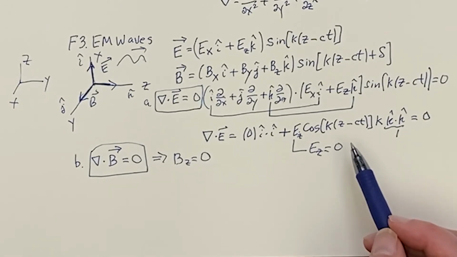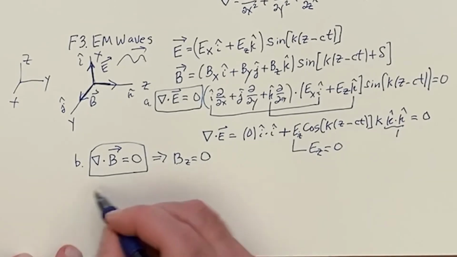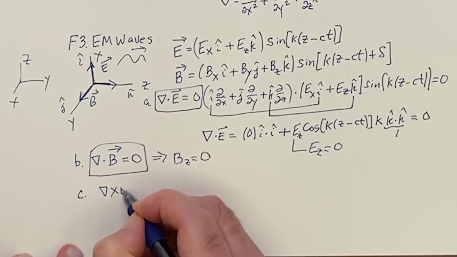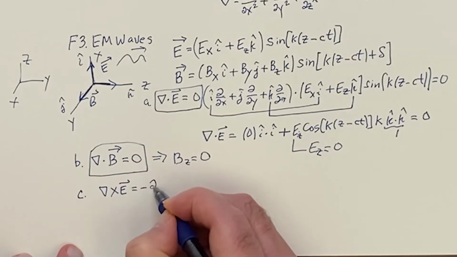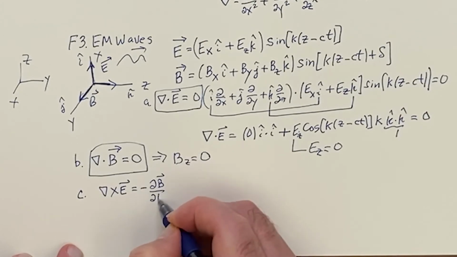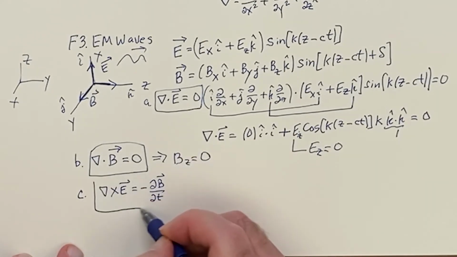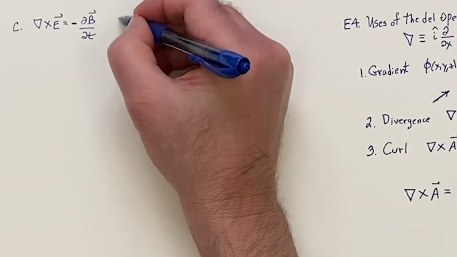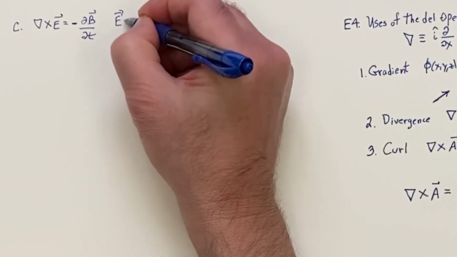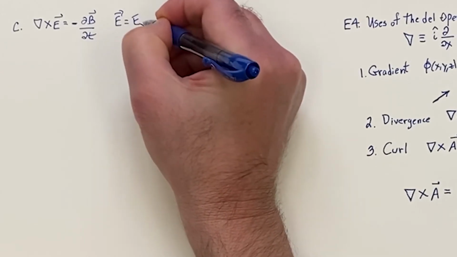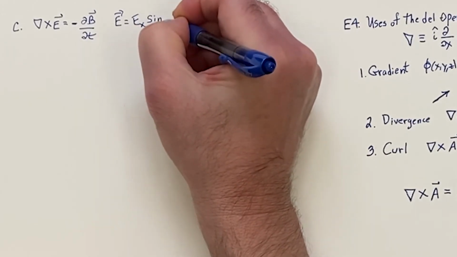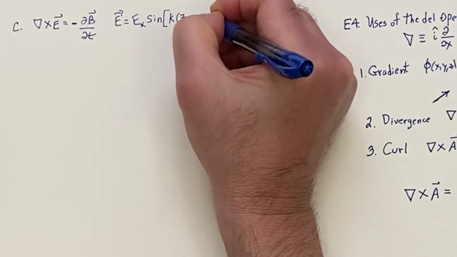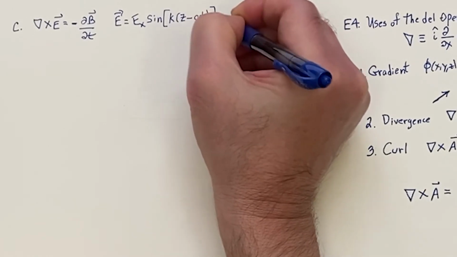Now we'd like to go ahead and find out more about B. So what we'll do is look at this Maxwell equation, which we have not yet used, and see what that teaches us. Okay, well, what do we have so far? We have for the E, just the Ex amplitude, and we have the sine of kz minus ct, and the i hat.